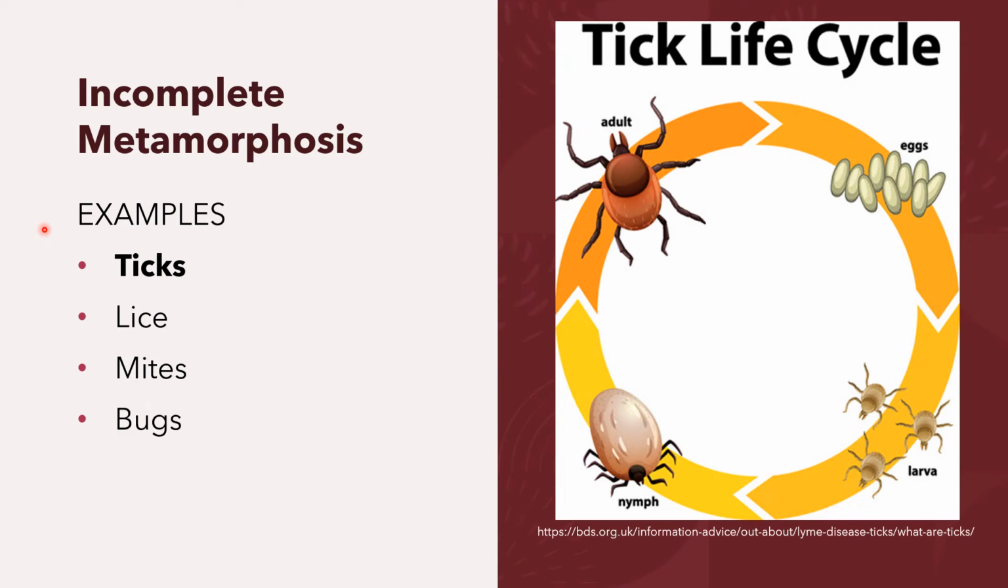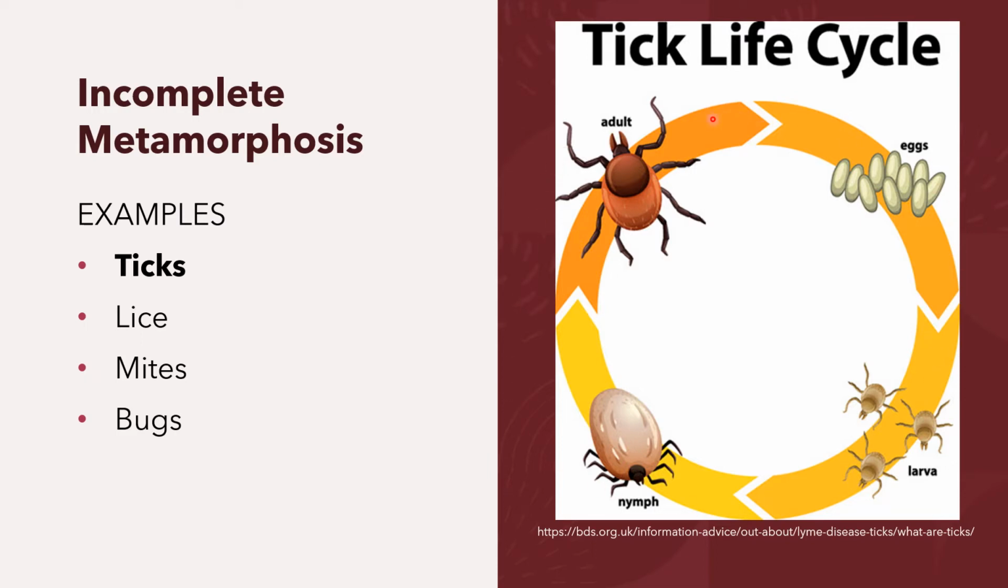Let's now proceed to incomplete metamorphosis. Examples of insects and arthropods of veterinary significance that exhibit incomplete metamorphosis are the ticks, the lice, the mites, and the bugs. The figure shows the typical life cycle of a tick.